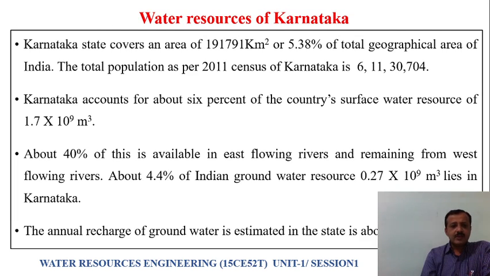Now coming to water resources of Karnataka. Karnataka state covers 1,91,791 square kilometers, and Karnataka's geographical area is 5.38% of the total geographical area of India. Its population in the 2011 census is 6 crore 11 lakh 30,704. Karnataka accounts for about 6% of the country's surface water resource. About 40% of this is available in east flowing rivers, and the remaining from west flowing rivers.